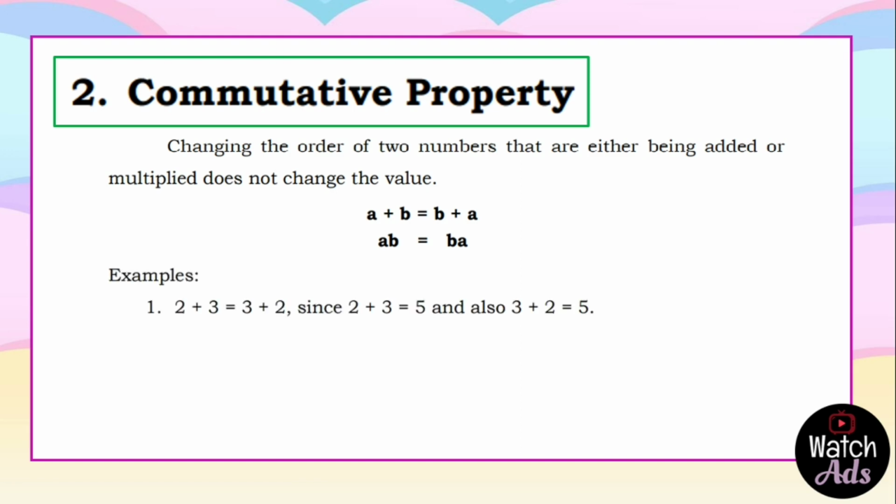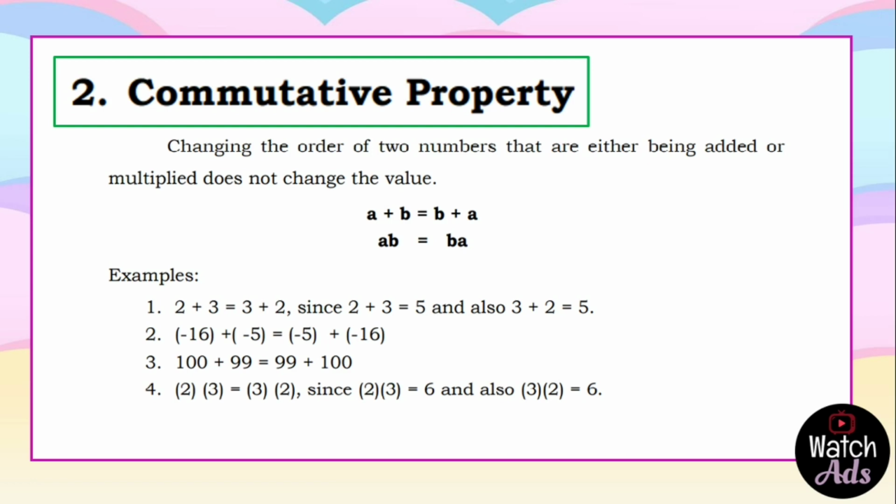Example: 2 plus 3 is equal to 3 plus 2, since 2 plus 3 is equal to 5, and also 3 plus 2 is equal to 5. Negative 16 plus negative 5 is equal to negative 5 plus negative 16. That gives us negative 21. 100 plus 99 is equal to 99 plus 100. That gives us 199.